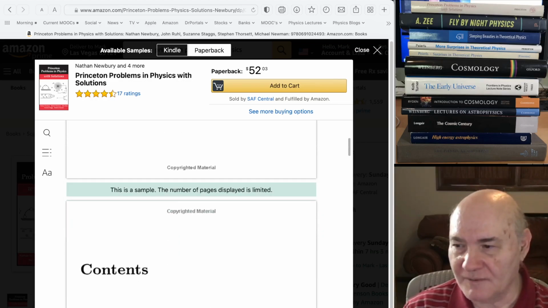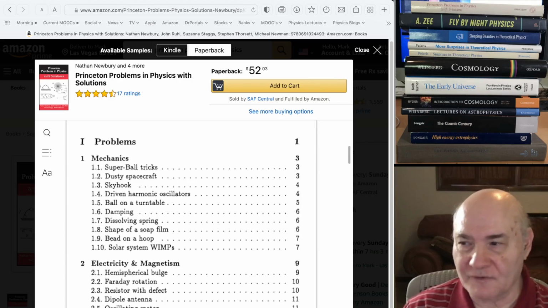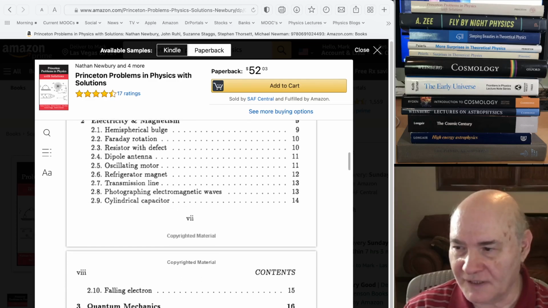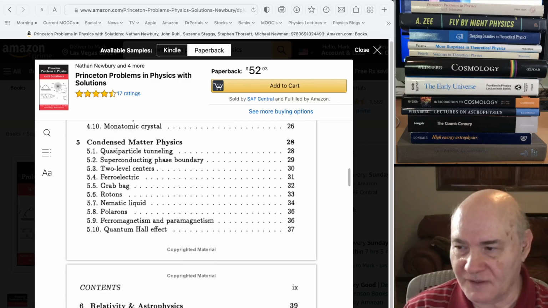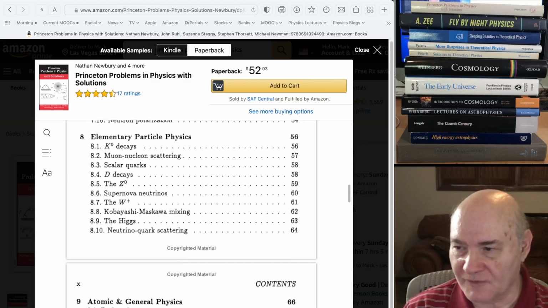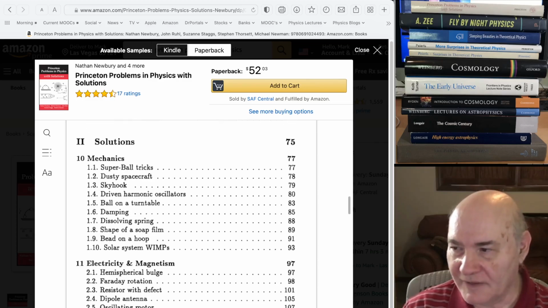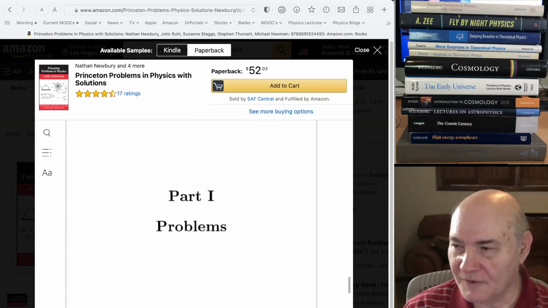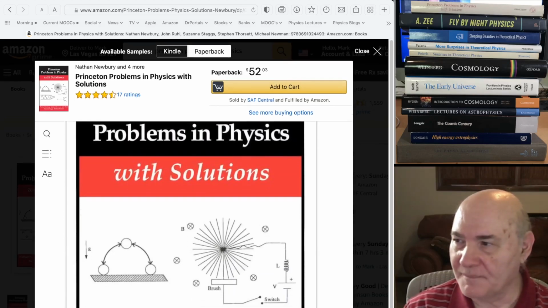It comes with the problems and it comes with solutions, and it covers all the areas that you're expected to know as a graduate PhD student, like mechanics, obviously E&M, quantum mechanics, thermodynamics and statistical mechanics, condensed matter, and then relativity and astrophysics, nuclear physics, elementary particle physics. Here's where you start getting some where sometimes people are weak: atomic and general physics. Then it has all the solutions. So either this book or some similar book.